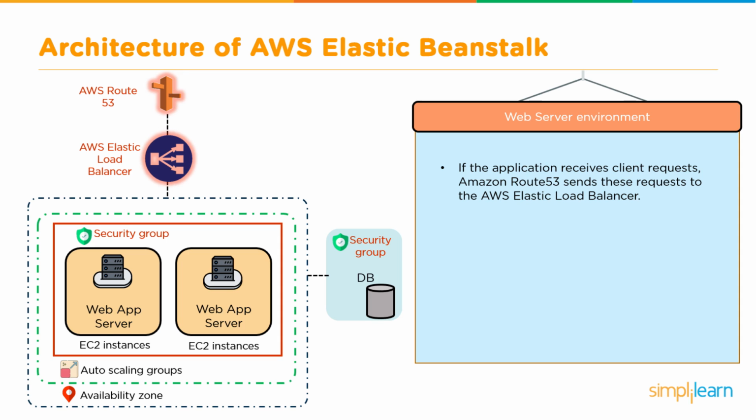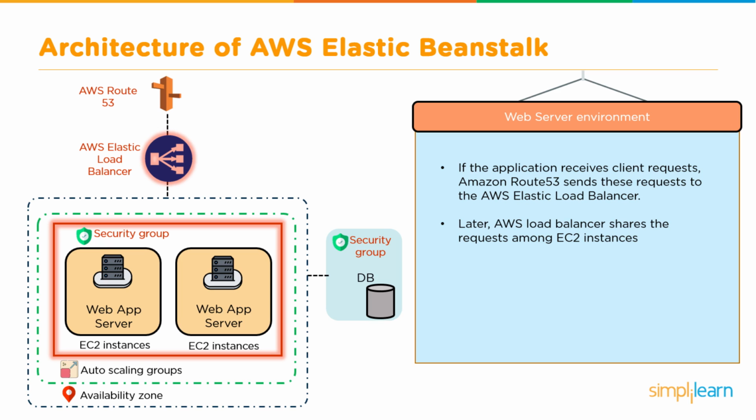Obviously, the web server environment is nothing but the EC2 instances that would be running in the backend. Now, here in the diagram, you can see that there are two web server environments and they are created in the auto scaling group. That means there is some kind of scaling options that are defined as well. And these instances are created in an availability zone, or they can be created in a different availability zone also for redundancy as well. And these web application servers are further connected to your databases, which primarily will be in different security groups. Probably it can be an RDS database also. So all these functionalities, all these features are basically available on the Elastic Beanstalk dashboard itself. Now what happens in that case is if the application receives client requests, Amazon Route 53 sends these requests to the load balancer.